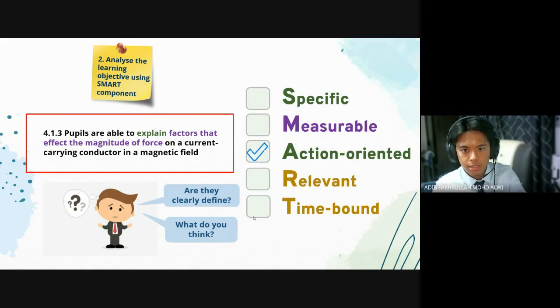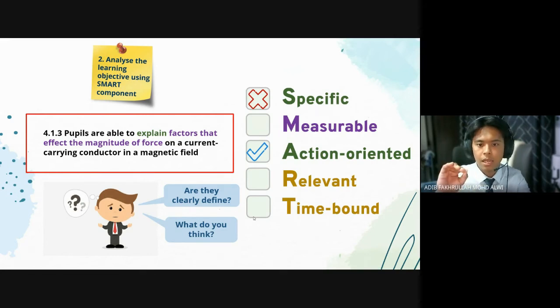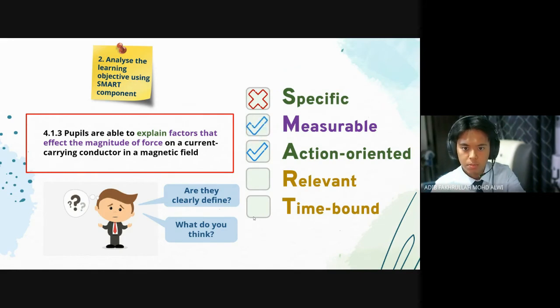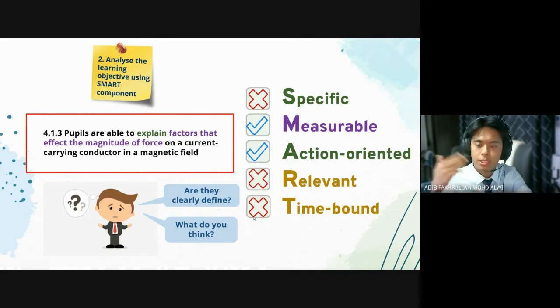Are you sure it is specific or not? It is not specific because even though they use the action verb, it doesn't state how many factors the student needs to explain. So it is not specific. Is it measurable? Yes, it can be measured, to explain the factors that affect the magnitude of force. We can measure it. Check the time bound. It doesn't have a time bound. So it is not relevant for pupils to explain these factors without the time bound.